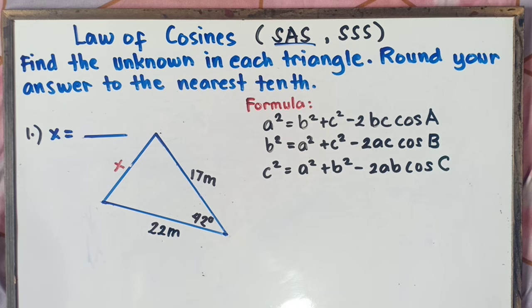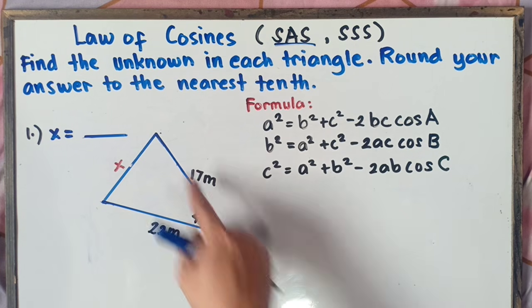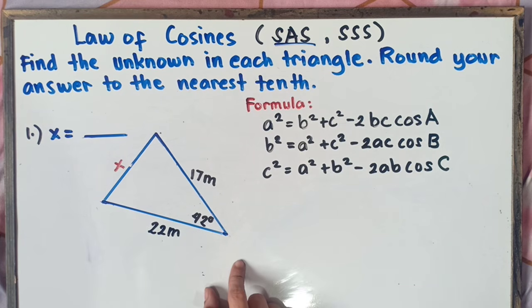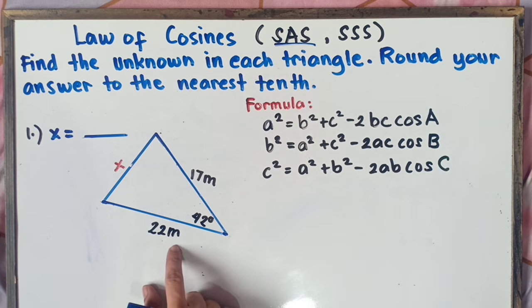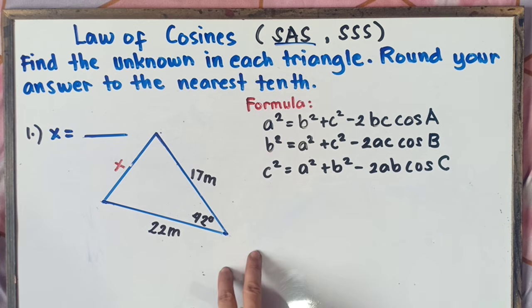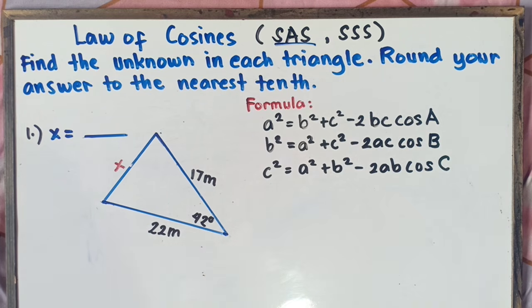Alright, so let's start with example number 1. We have 17 meters on this side, and we're told to find the value of x. We have 42 degrees given, and then we have 22 meters. Now, the problem here, class, is that we don't know which is the value of A, B, or C. Now, question, sir, can I assume any letter for this, A, B, C? Yup, you can do that, class.